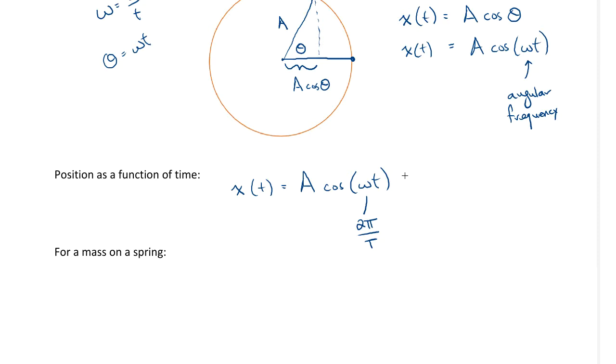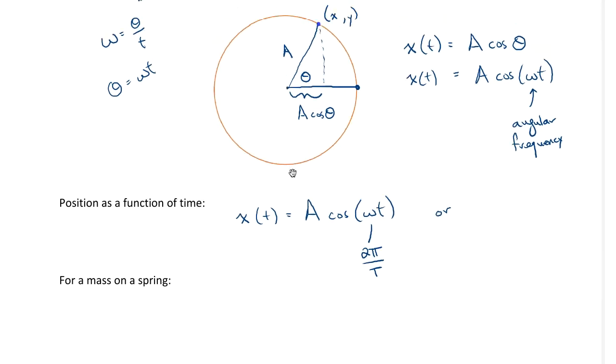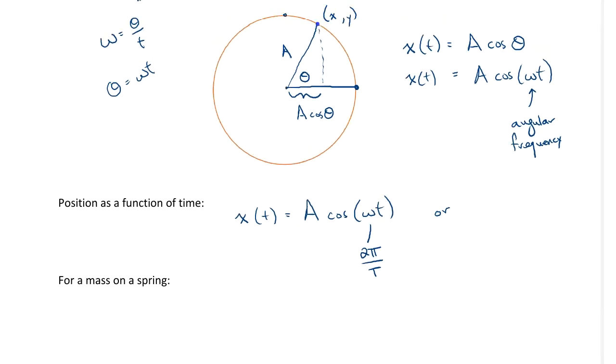We could also have started from the equilibrium position. In other words, if we started from when the object on the reference circle was right there, we need something that starts off at a 0 and still traces out a sinusoidal shape. And so we need a sine curve. And so an equivalent equation, or an alternate equation, is sine of omega t.